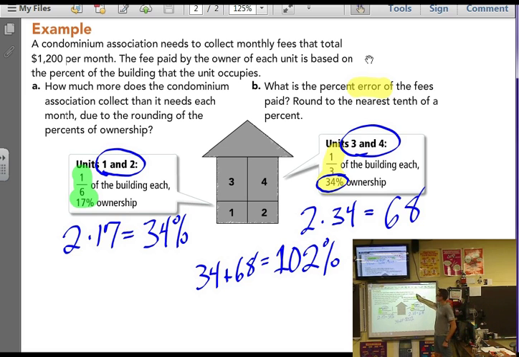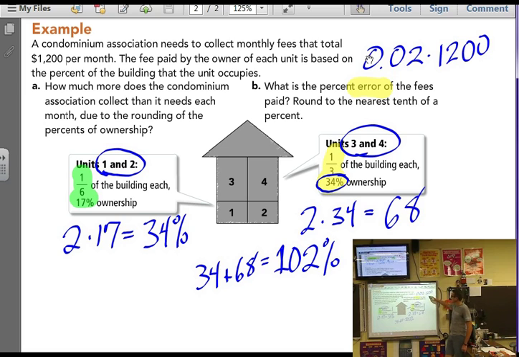So then to find our error, we can calculate 2% is 0.02 times the monthly fees that they planned to collect. And 2% of 1,200 becomes $24. So every month they are collecting $24 extra than they really actually need to be. So hopefully that $24 is going to something good.